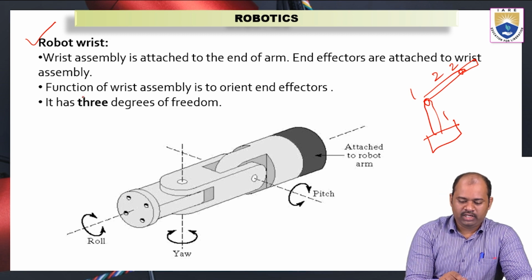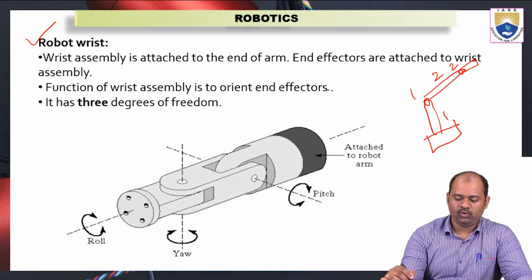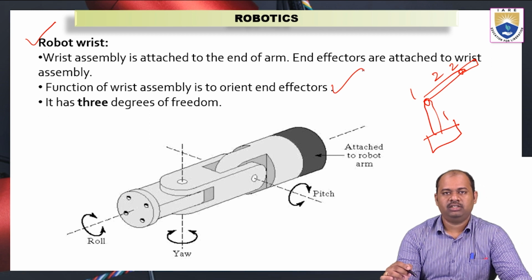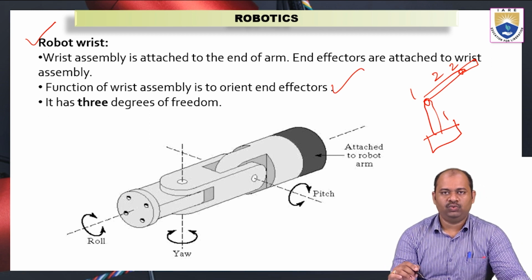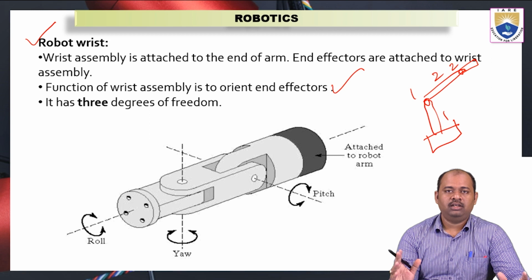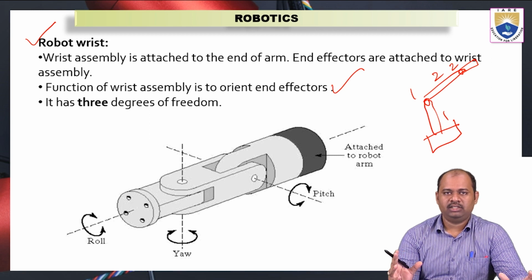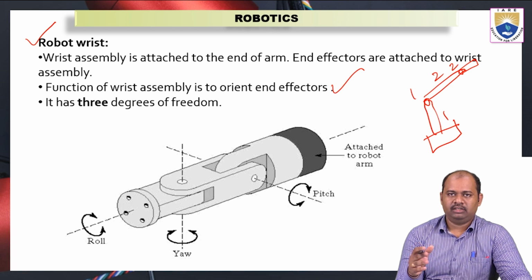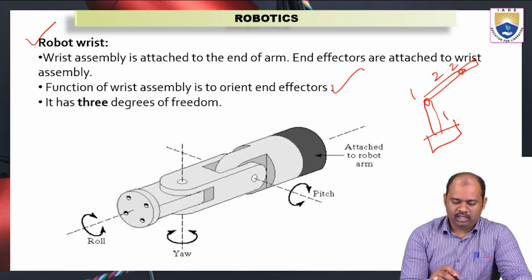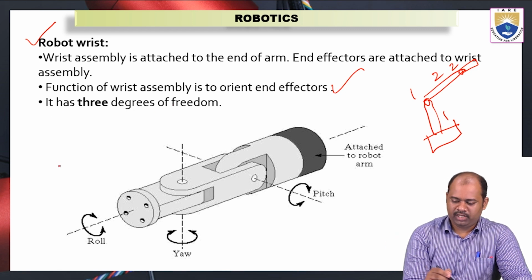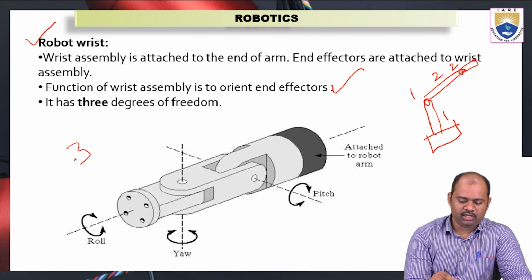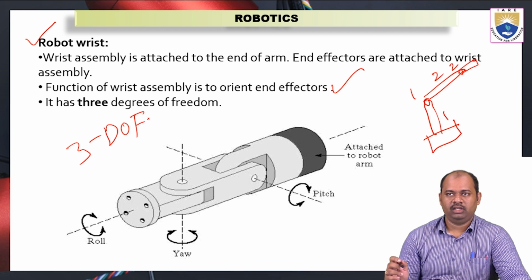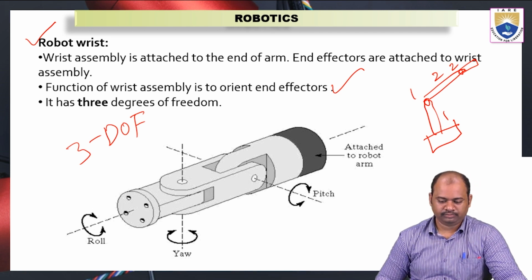Now the function of the wrist assembly is to orient the end effector. The main function of the wrist is to orient the end effector. It can change the directions of the end effector. It can move up and down, left and right, and it can roll. And it has 3 degrees of freedom. As we can see, there are 3 motions possible here. The degrees of freedom of this robotic wrist is 3.